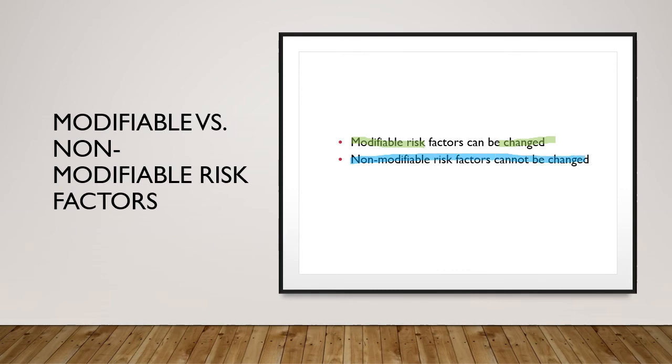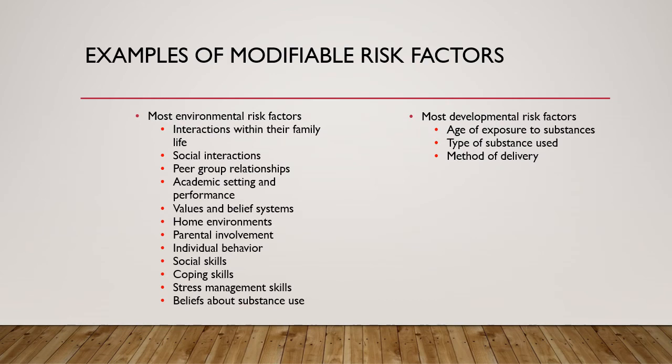So we're going to take some examples. Right now, we're going to take a look at some examples of modifiable and non-modifiable risk factors so you can get an idea of what they are. So here is a list of our modifiable risk factors. Remember, modifiable means that they can be changed. Our modifiable risk factors include interactions with family, social interactions, peer group relations, academic setting and performance. You could change the school that you go to. You can get better grades. You can get worse grades. So these are the things that can change.